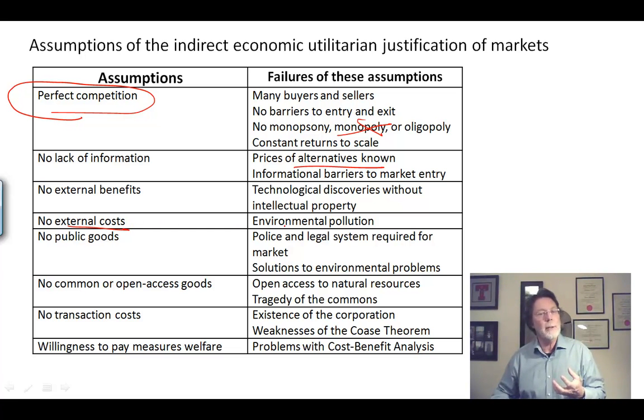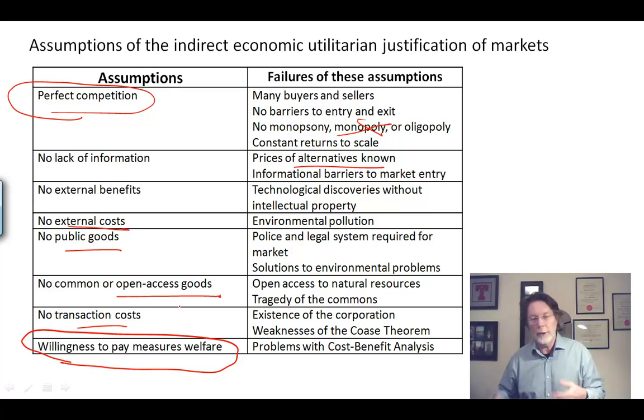And typical examples here are environmental pollution. There's no public goods, because many solutions to environmental problems are public goods, and there's no way of paying for these public goods. There's no open access or common resources, because these result in problems like the tragedy of the commons. And there's no transaction costs, and I'll show you their importance in the next set of lectures. And they also assume that willingness to pay measures welfare. And that, as we've seen in the chapter on utilitarianism and again in the chapter on justice, is controversial. It's not obvious that willingness to pay is a good measure of welfare.